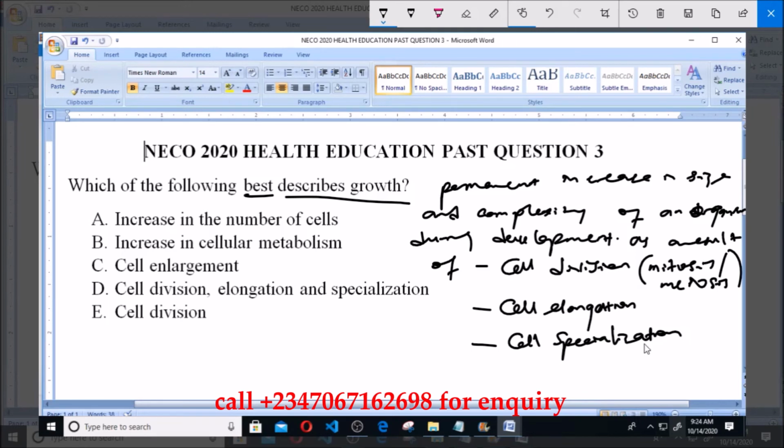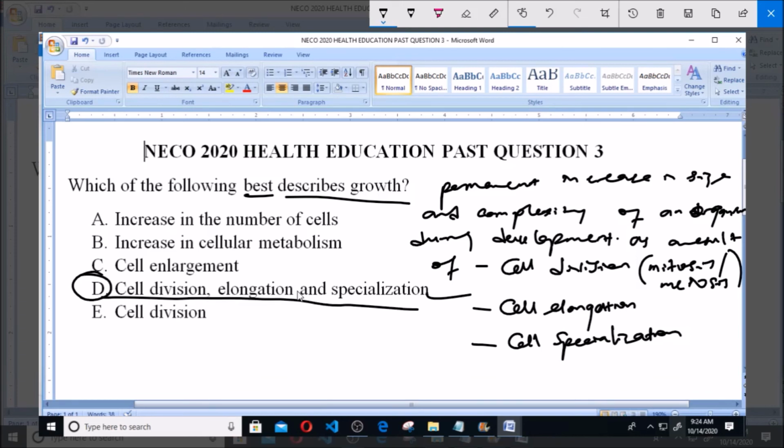And so therefore we can say that growth is best described as what? As cell division, cell elongation, and cell specialization, since these three components give rise to growth. And that is option D. So the correct answer to this question is option D. We can describe growth as cell division, elongation, and specialization.